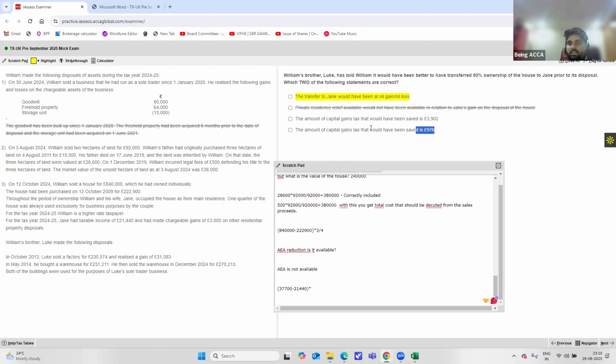Here they're only asking about the tax savings that are possible. So usually it would be taxed at 24%. But because she's a basic rate taxpayer, it will be taxed at 18%. So the gain would be 24 minus 18%. So it will be 37,700 minus 21,440, into 6%. Can someone do the calculation of this, please? Because my calculator is not showing up for some reason.